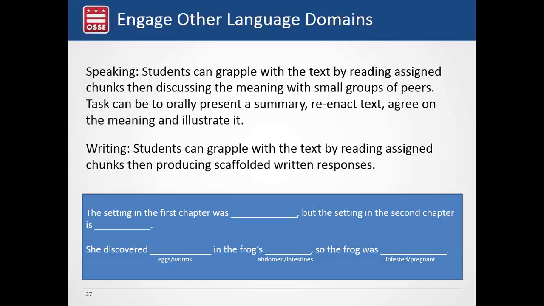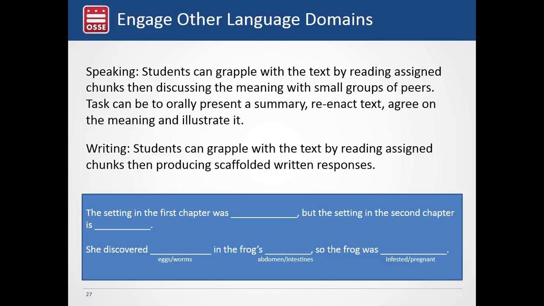Continuing with engaging other language domains, I wanted to show how speaking and writing can be exercised in getting to know the book, a piece of text for reading, Stella by Starlight. And with the speaking domain, I've mentioned that it's okay for students to grapple with the text productively. You could assign chunks of text and then have students discuss the meaning in small groups.